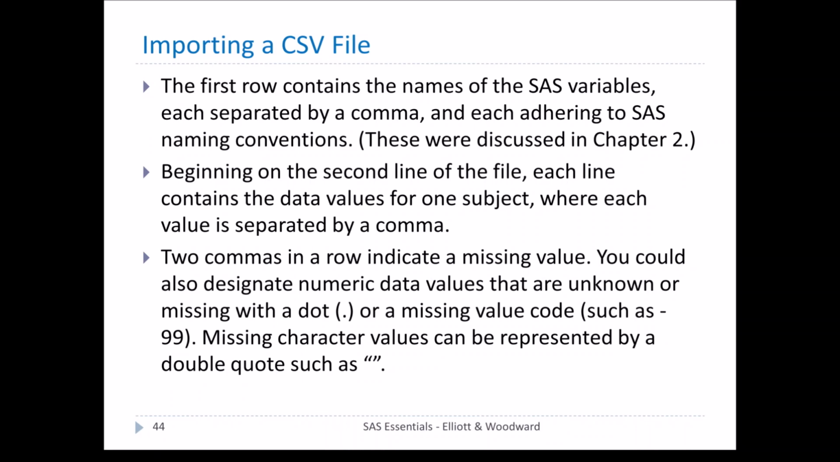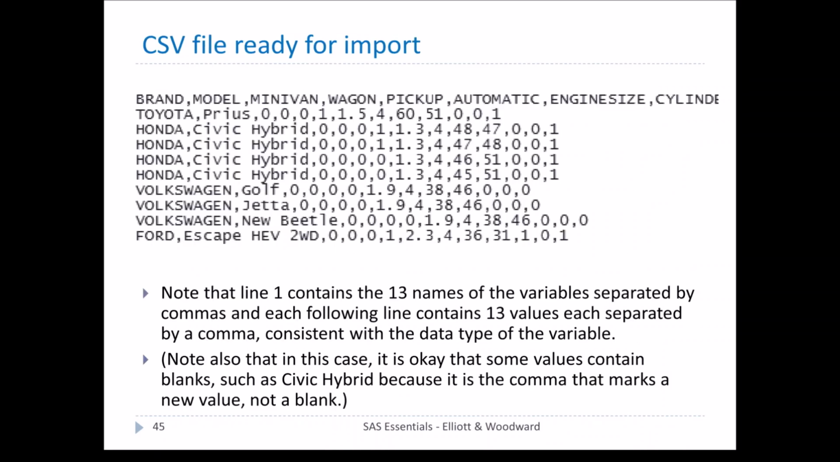Text missing values can be represented by double quotes. So here's an example of a comma separated value file ready for import. Here on the first line we have the names of the columns: brand, model, minivan, and then on line 2 through whatever we have the data.